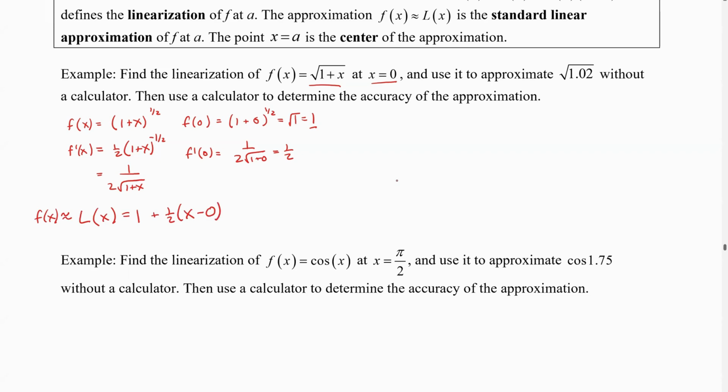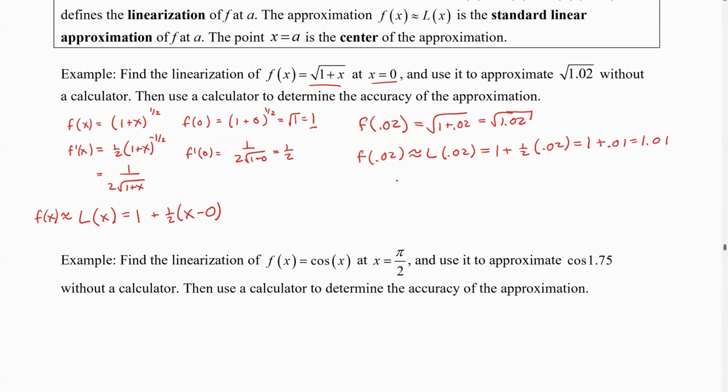All right, great. So what is the value of the square root of 1.02? Oh, I'm sorry. No, this is going to be f of 0.02, right? f of 0.02 is equivalent to the square root of 1 plus 0.02, which is the square root of 1.02. Okay, so we know that's true. But f of 0.02 is approximately the linearization at 0.02. Go back to that definition of our linearization, 1 plus 1/2 times 0.02, which is 1 plus 0.01, or 1.01. Is that a good approximation?